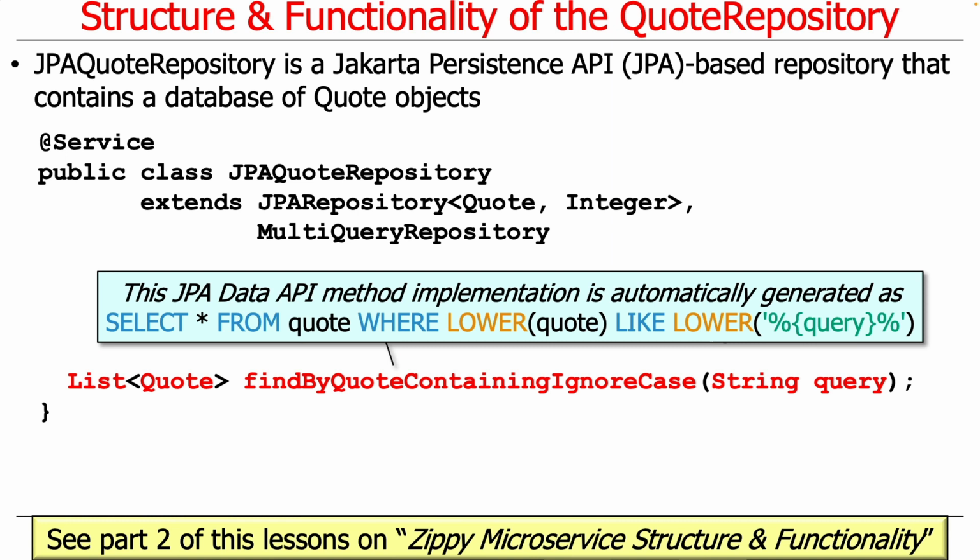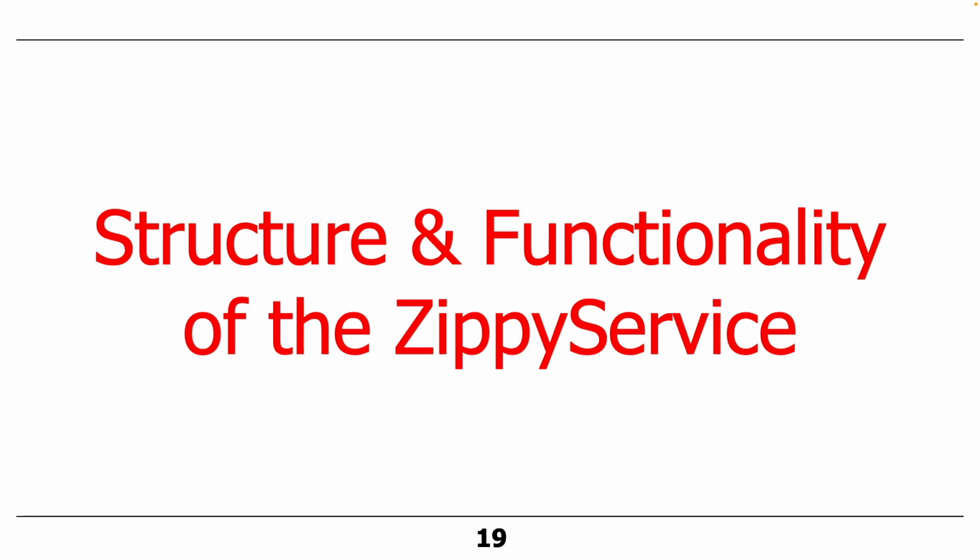The nice thing about that is you don't have to know or care about SQL. You just have to know how to write these keywords into the names of the methods that are part of the JPA repository that you're implementing.